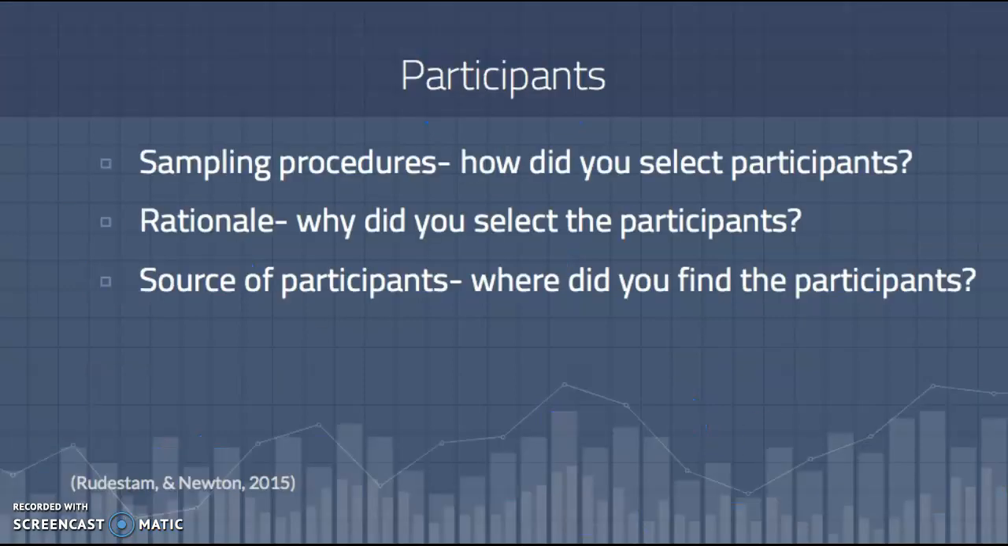So one of the first steps when you're looking for the participants, see if you can find information about how the researcher selected the participants. Was it from a small cohort? Was it from a larger pool? And then why did they select those participants? How are those participants directly related to the intended research? And then what was the source of the participants? Where did the researcher find the participants?